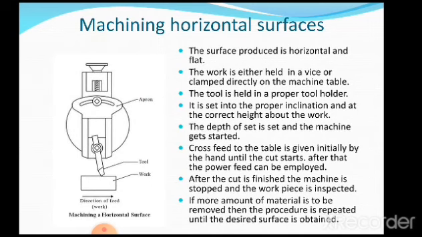Whenever I want to reduce the height or the thickness of the workpiece, I carry out this operation. The work is either held in a vise or clamped directly on the machine table. Depending upon the size of the workpiece, we hold it in a vise, or directly on the machine table if it is a larger one. The tool is held in a proper tool holder, which you are going to see there.